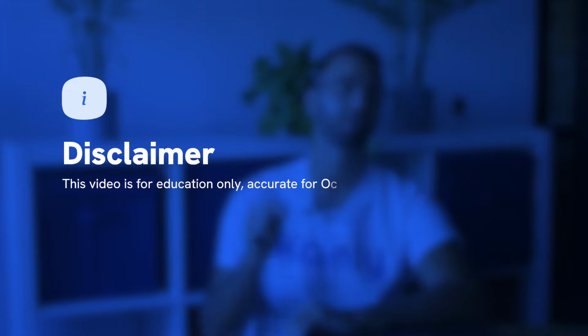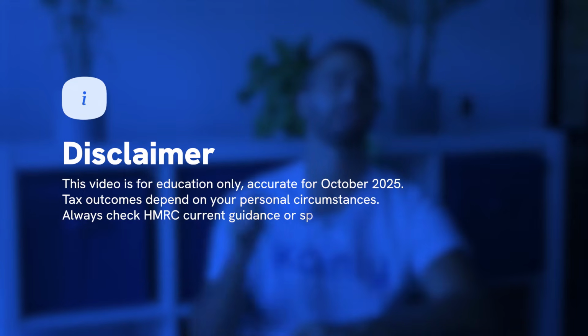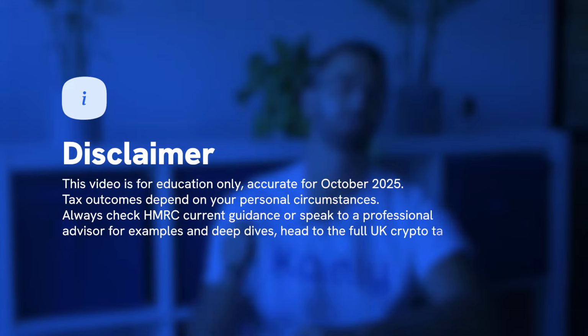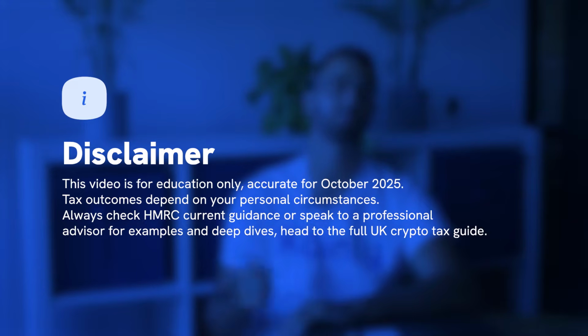Before we go any further in this video, I just want to say that this video is for education only, accurate for October 2025. Tax outcomes depend on your personal circumstances. Always check HMRC's current guidance or speak to a professional advisor. For examples and deep dives, head to the full UK crypto tax guide. I'll leave it down below.